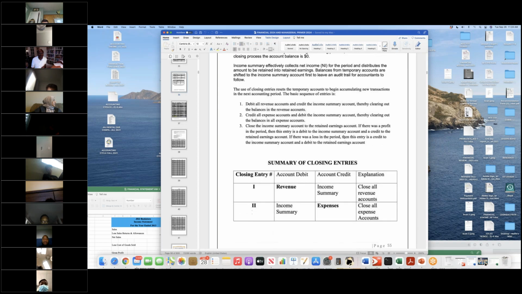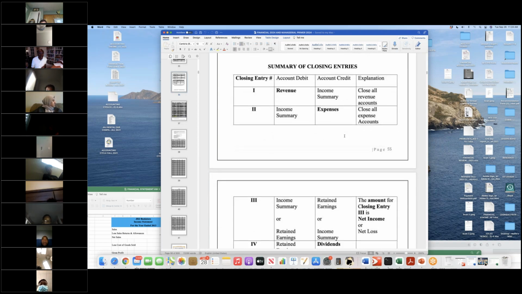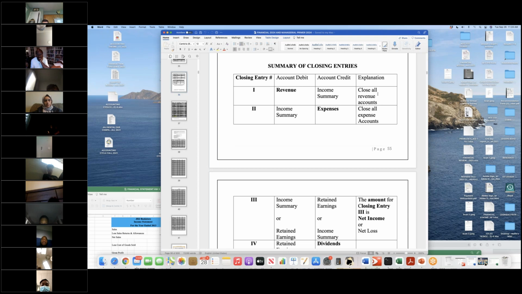And in closing, we got the summary of the closing entries. Closing entry 1, we close out all revenue accounts, and then we had returns and allowances. They would be in here. And we debit the revenues. If it was a return and allowance, we would credit it, and we credit income summary. We close out the revenue accounts first. Then we close out all the expenses, and we get the cost of goods sold. That's an expense. So we're going to debit income summary and credit the expenses.